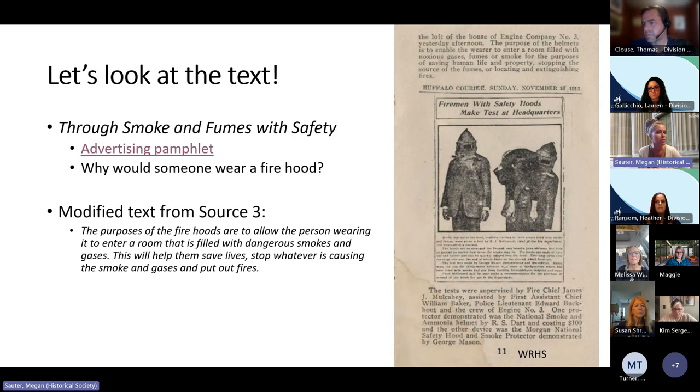So if you want to unmute, why would someone wear a fire hood? To be safe, especially if there's like a lot of smoke. Yes, to be safe. Thank you, Kim. Anyone else?